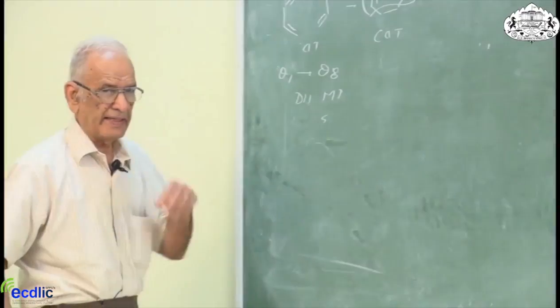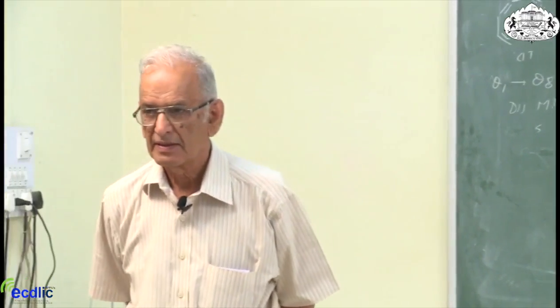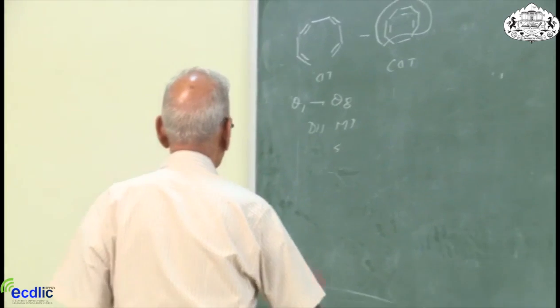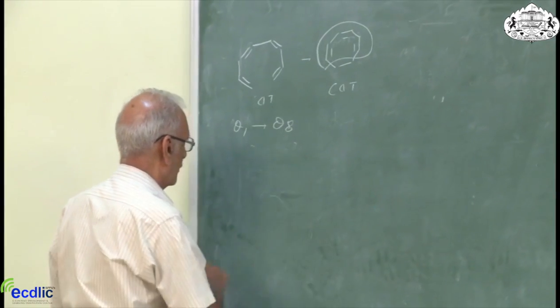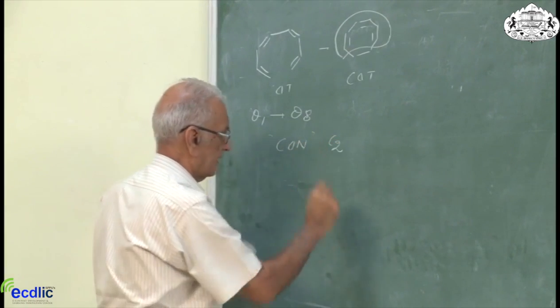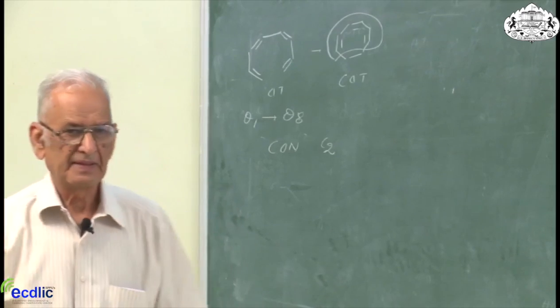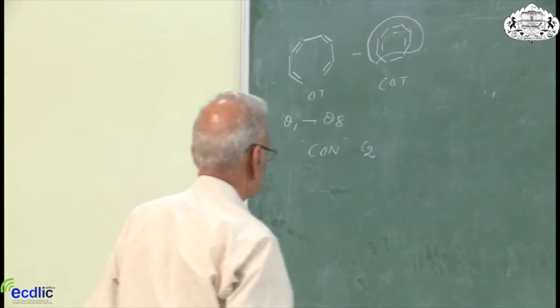So, we had looked at the disrotatory process, octatetraene going to cyclooctatriene. Now, we are looking at the conrotatory process, and for the conrotatory process we need to look at the C2 axis of symmetry.